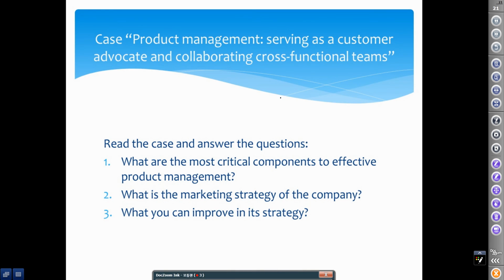And the last one, please, is your home task. Please read the case product management, serving as a customer advocate and collaborating cross-functional teams, and answer these questions. And we will have the discussion upon this case using these questions in class. And if you have additional questions, you're welcome. You may ask me in class during the in-class activity.